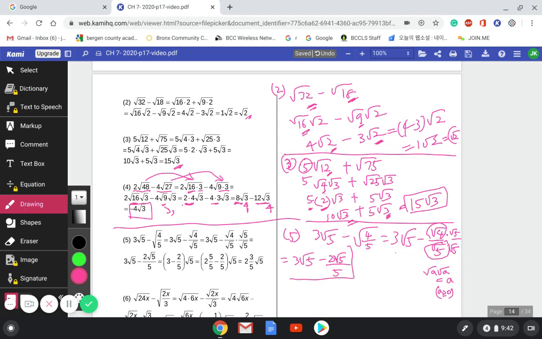So you could have an answer like this, or you can combine them because you have a like term. This is like 3 minus 2/5 with the radical 5, right? If we just take the a outside of the radical only. So 3 minus 2/5 is 2 and 3/5 and radical 5. So that becomes your final answer.